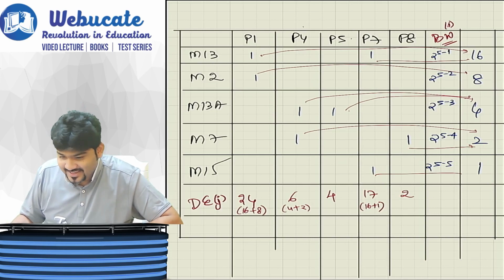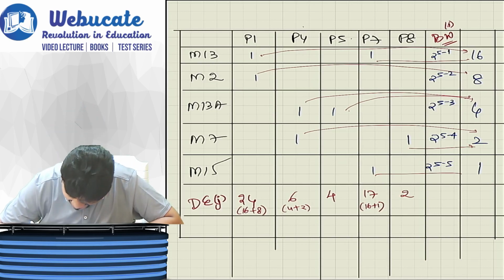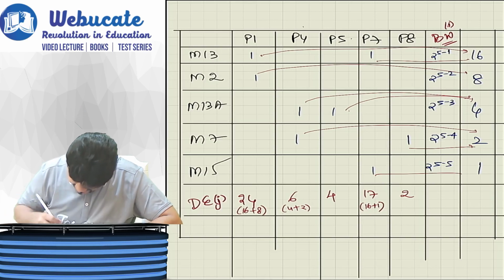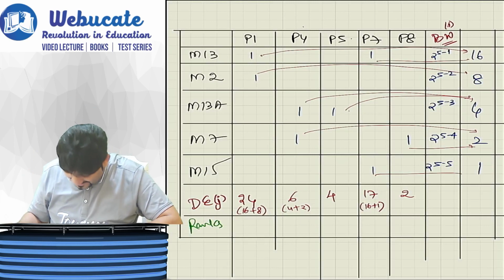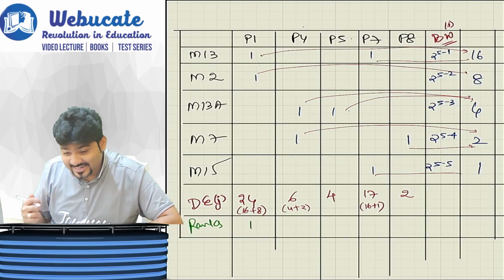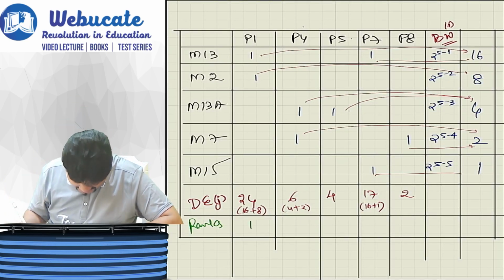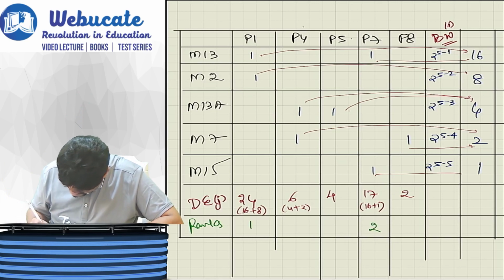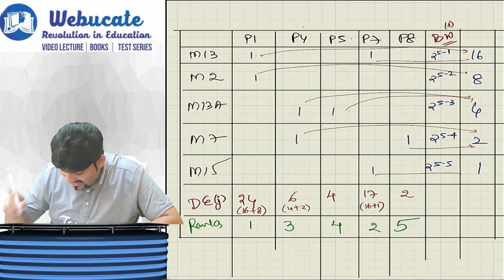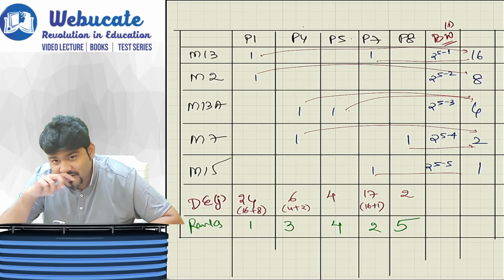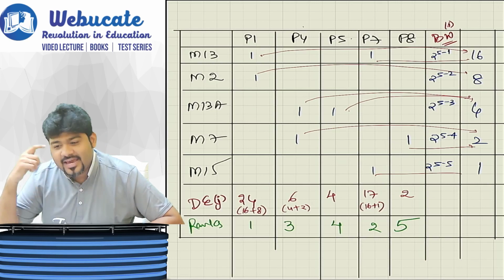Okay, and now finally, time to give the ranks. Let's pray it is 1, 2, 3, 4, 5. 1, 2, 3, 4, 5. So now we will repeat the process again.